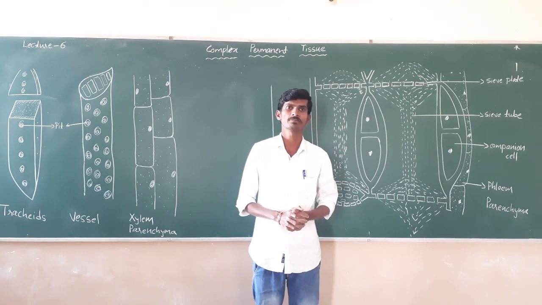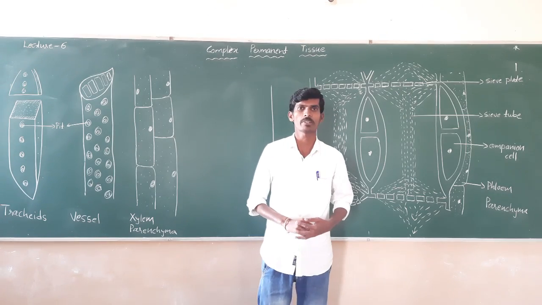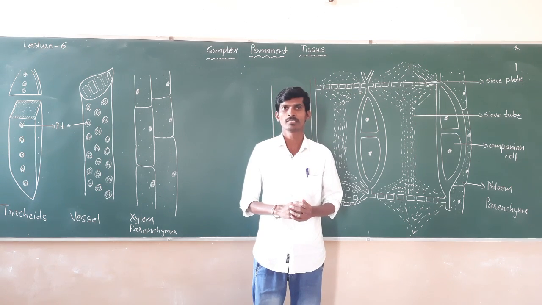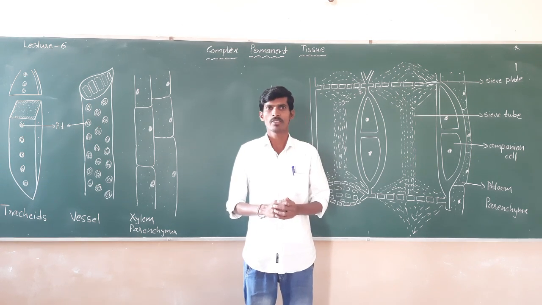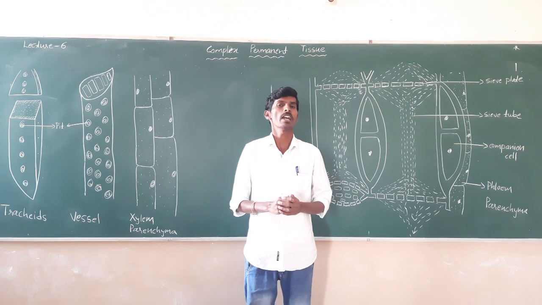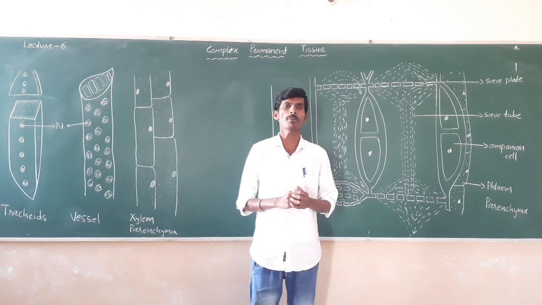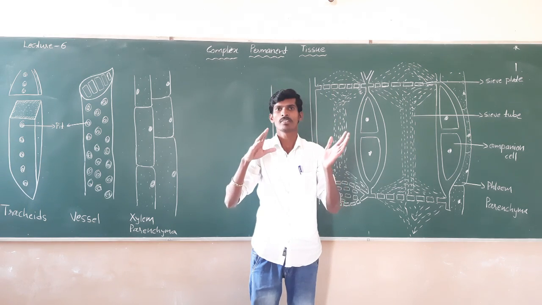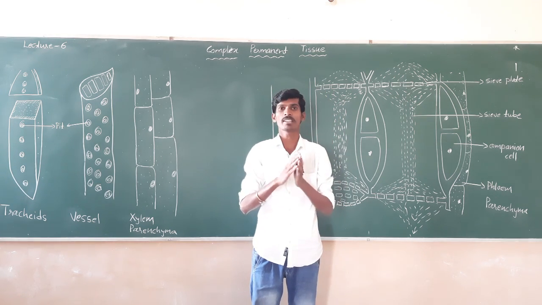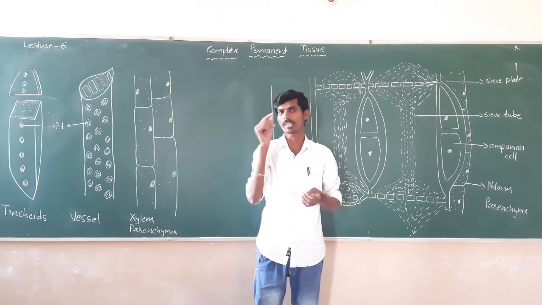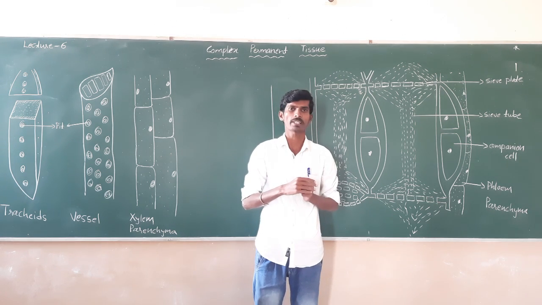Dear students, in the previous class we conducted one activity. In that activity, we learned about the epidermis, stomata and guard cells. The outer covering of the plant tissue is called the epidermis. It is made up of single cells. In the epidermis, there are two kidney-shaped structures called guard cells, and also one pore called the stomata.